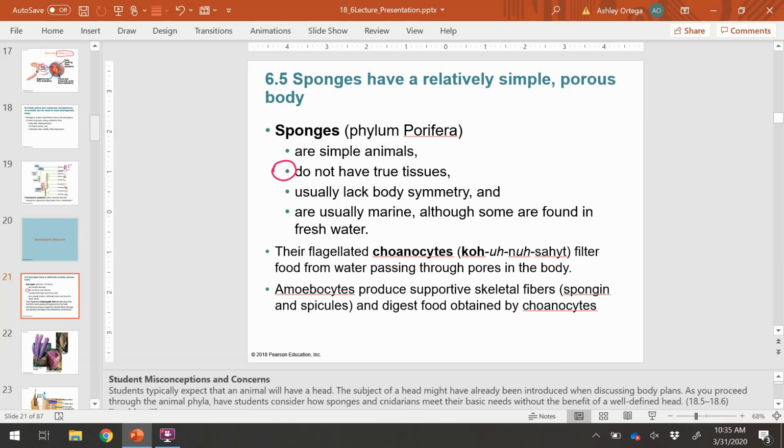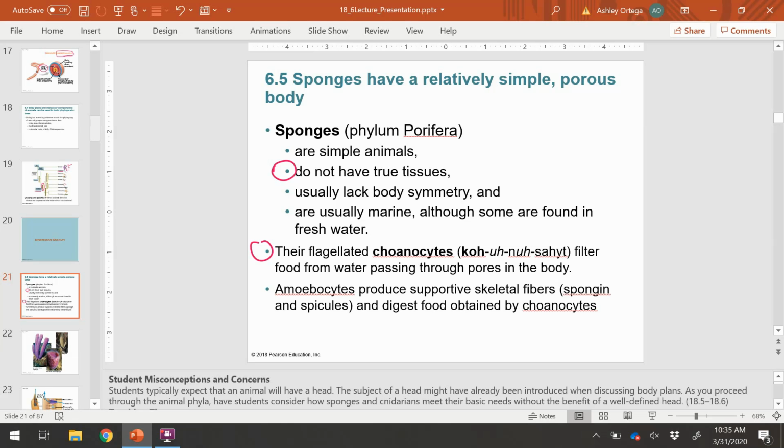They usually don't have any body symmetry, and most of them are marine, but some of them can be found in fresh water, but all of them will be found in water. And so they have these unique cells called choanocytes. It's spelled here for you, and these cells will filter the water for food. And so we'll look at the structures of choanocytes and how they actually do that process for sponges.